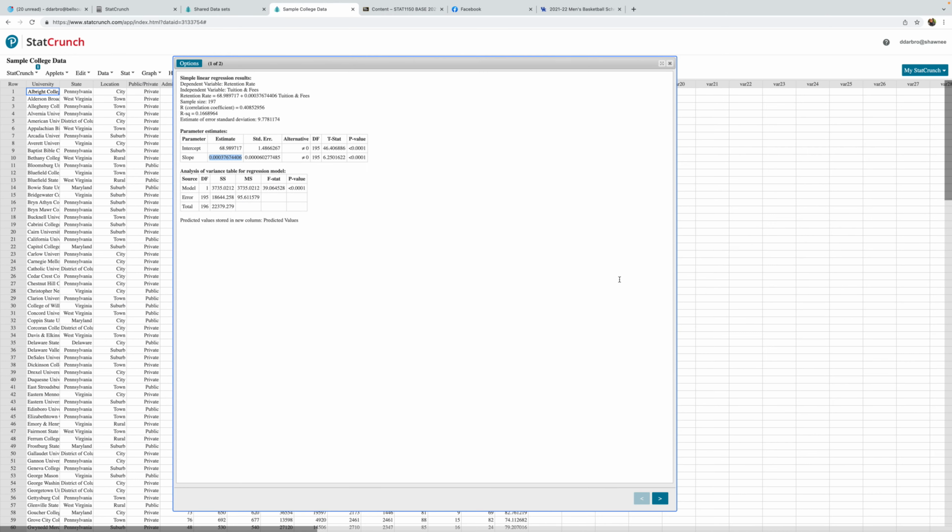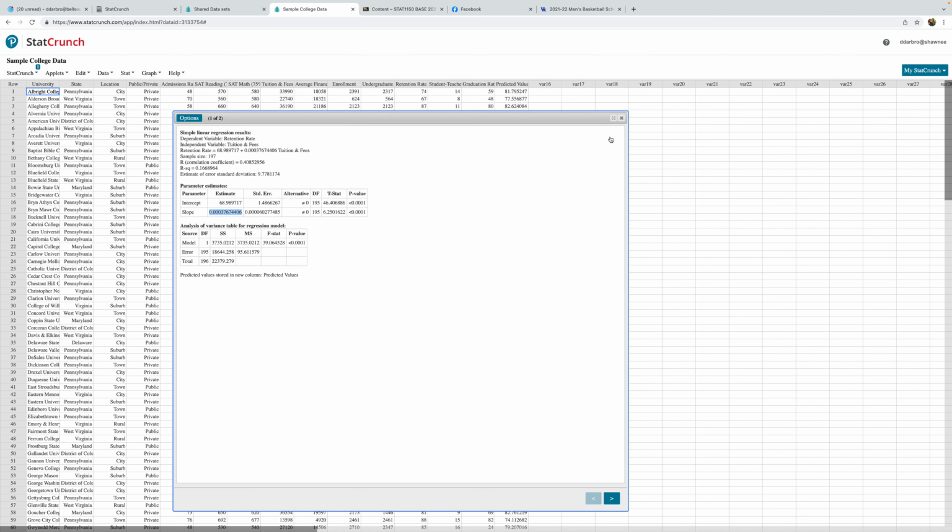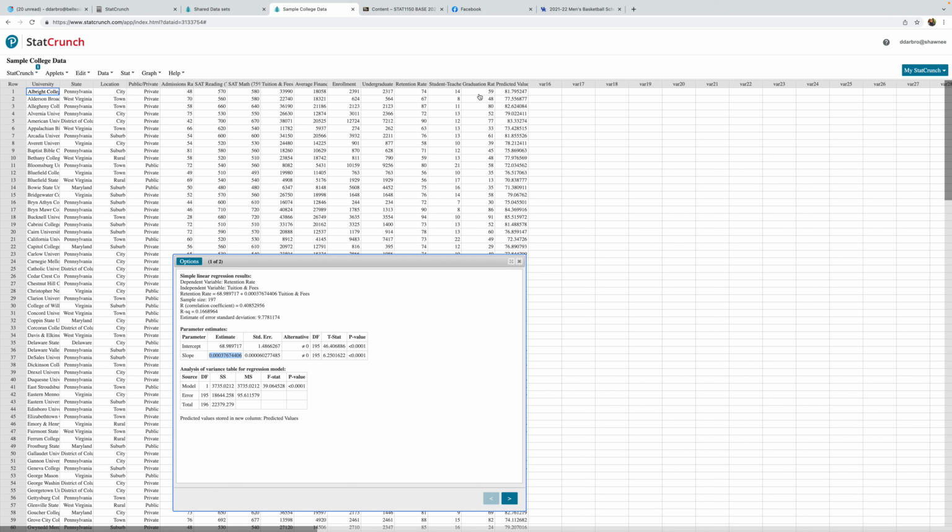This predicted value, see there's a new column that's been added because I clicked that predicted value box, is 81.795, so about 81.8. And notice there's a difference in what we observed the retention rate to be, 74, and what our model predicted the retention rate to be. Differences of about, what, 8 percentage points? These are percentages. 74% of the students retained versus 87%.